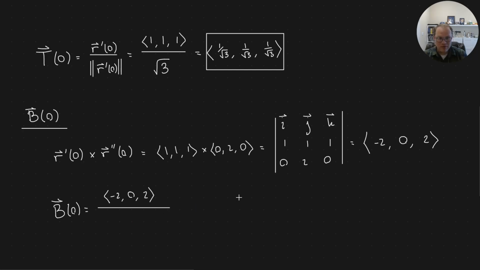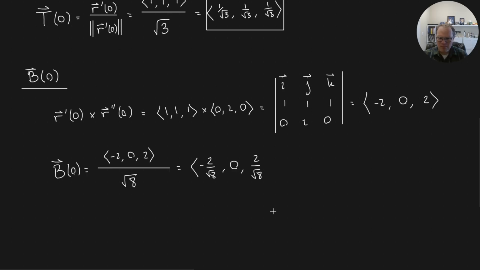Now I want to divide by the norm. The square root of -2 squared is 4, plus 0 squared is 0, plus 2 squared is 4. So I end up with a denominator of the square root of 8. Okay? And so if I do the division, I get -2 over root 8, 0, 2 over root 8.